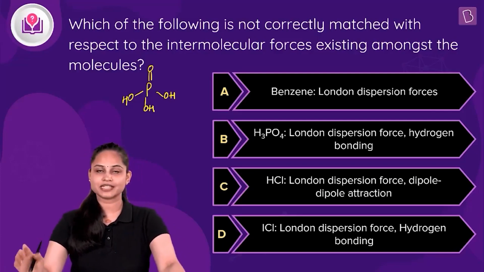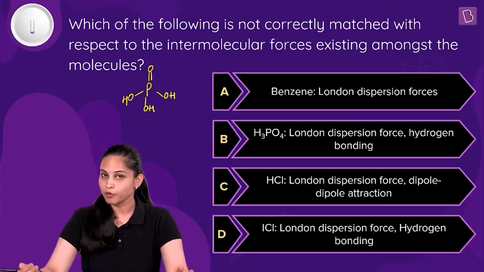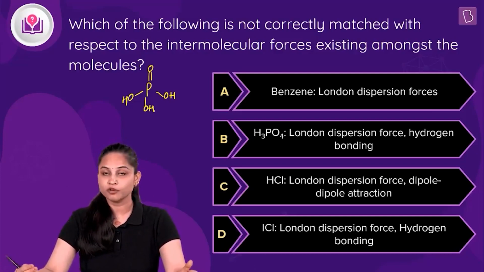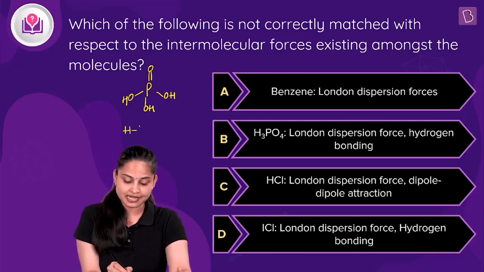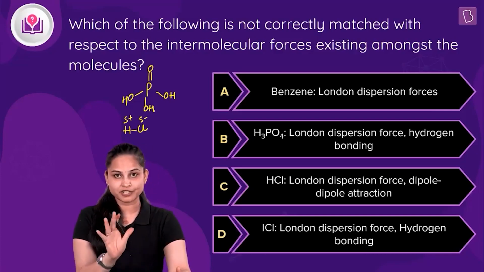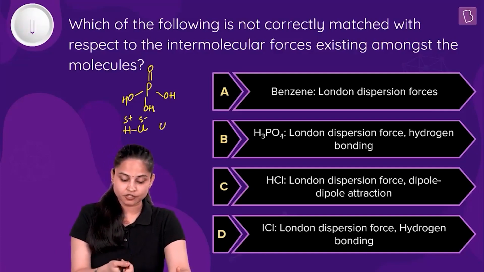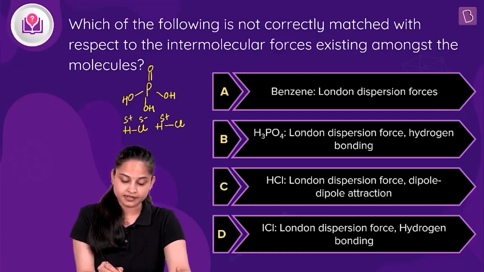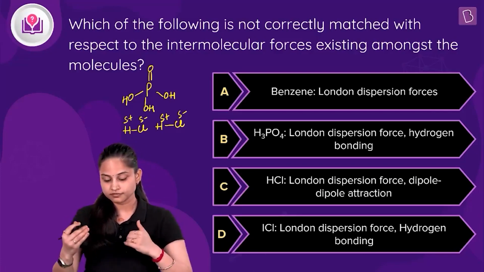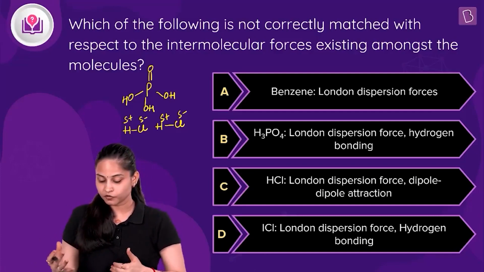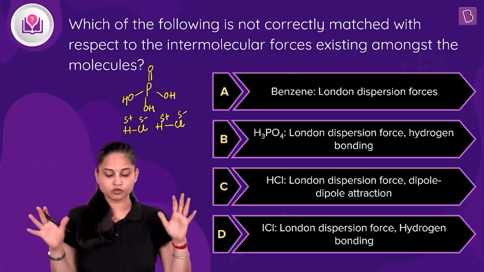Talking about HCl, it's a polar molecule. Okay, so a polar molecule has dipole-dipole attraction in addition to London dispersion force. Why? Because if I just talk about HCl, it's delta positive, delta negative. Dipole-dipole attraction is there or not? Just have a look. This is HCl, delta positive and delta negative. Dipole-dipole attraction forces are there. So HCl, along with London dispersion force, has dipole-dipole attraction. C is also correctly matched.